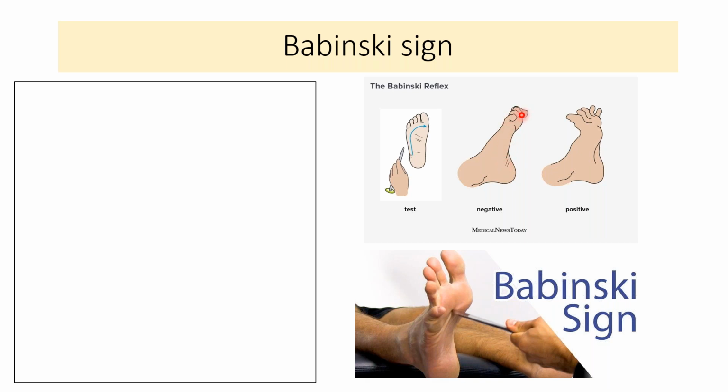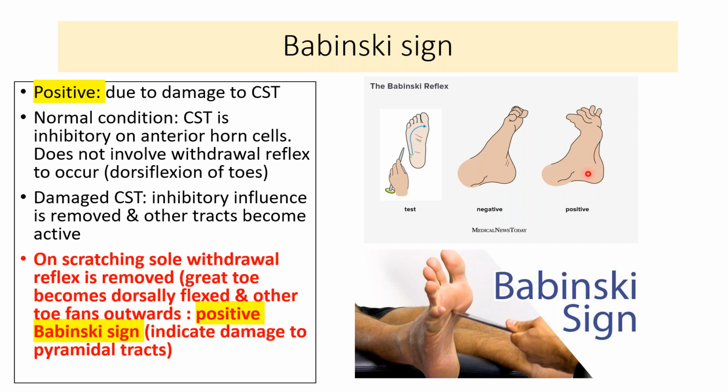So there will be dorsiflexion and flexion of the toes. This is a normal reflex. But in case of corticospinal tract lesion, the withdrawal reflex has been lost, all the withdrawal responses have been abolished. So there will be fanning out of all the toes, including the great toe. This is the positive Babinski sign, because of damage to the corticospinal tract. Because in normal conditions, the corticospinal tract was inhibitory to the anterior horn cells, and so does not allow the withdrawal reflex to occur.